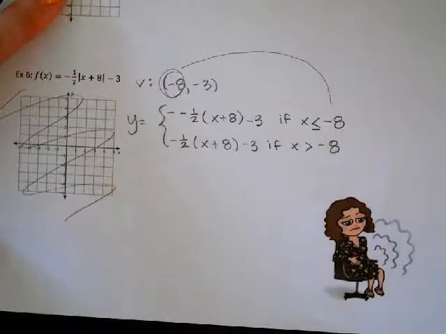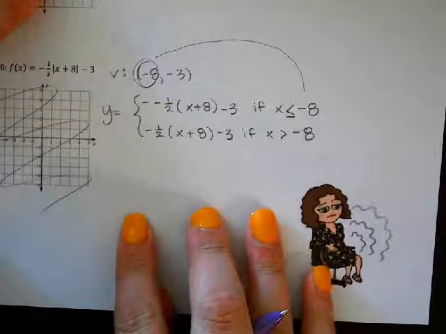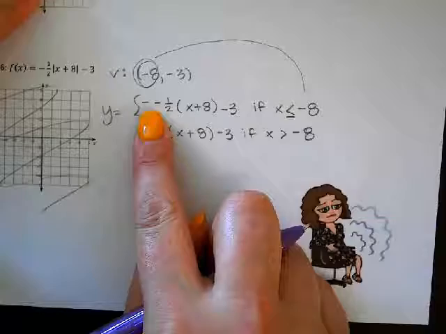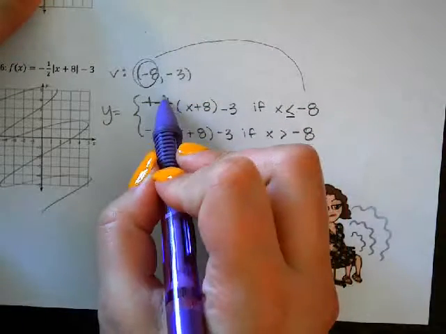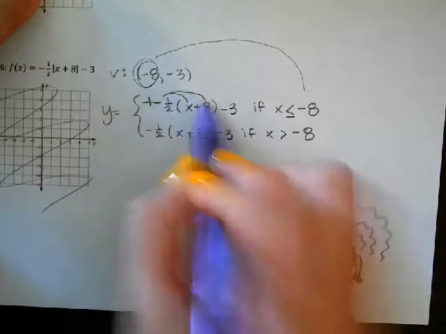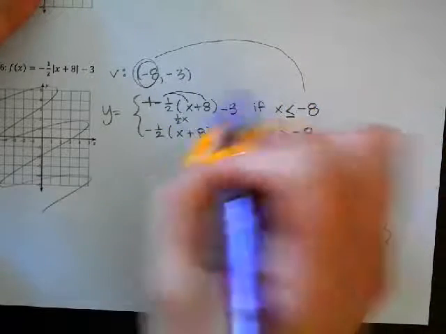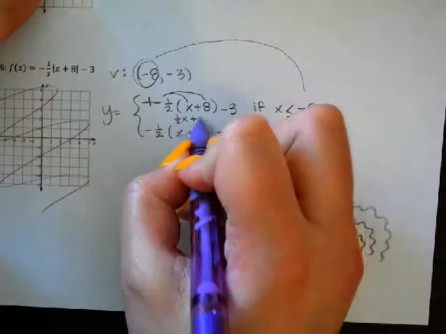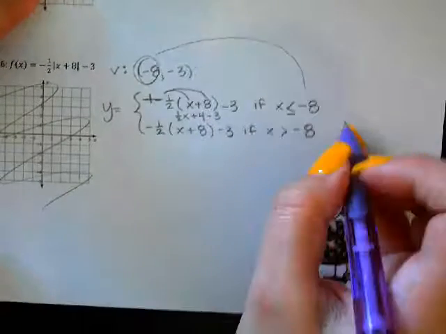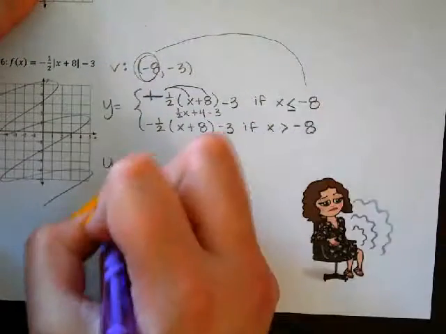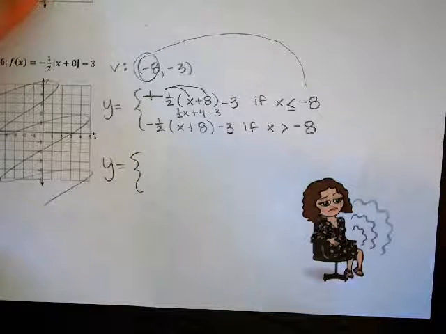What should I do now? Simplify it. What does a minus minus do? Makes a positive. Okay. So I'm going to take the 1/2 and distribute. I've got 1/2 x plus 4 minus 3. Okay. So what is my first equation going to be?